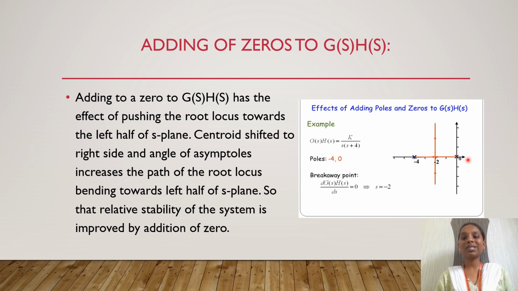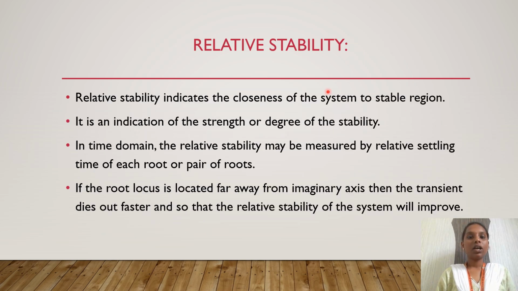So the picture shows clearly. Next, relative stability. First of all, what is meant by relative stability? Relative stability indicates the closeness of the system to the stable region. It is an indication of the strength or degree of the stability. In the time domain, the relative stability may be measured by the relative settling time of each root or pair of roots.